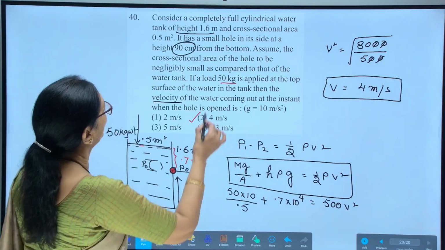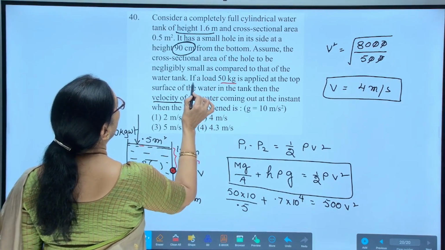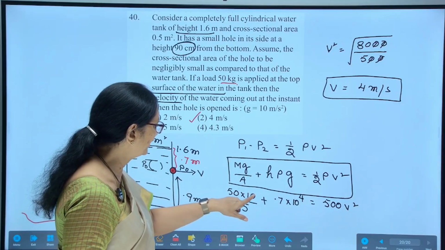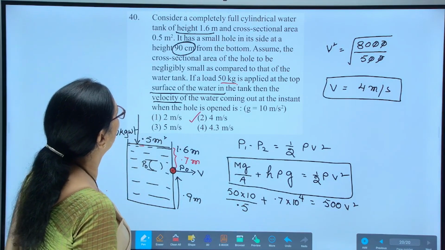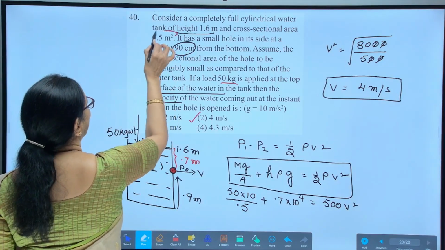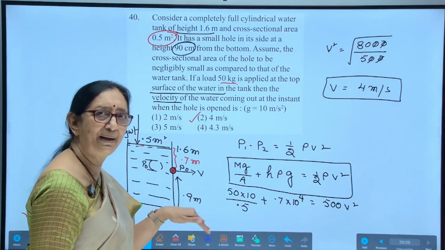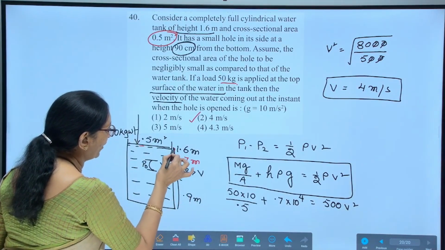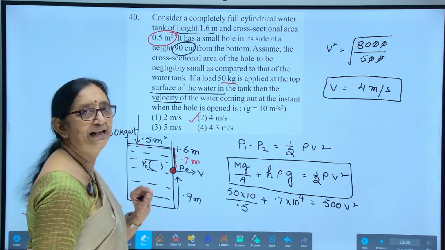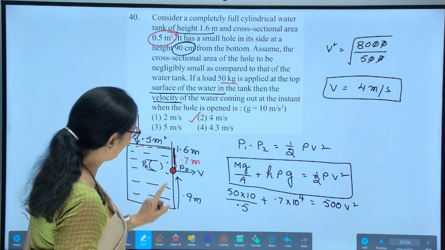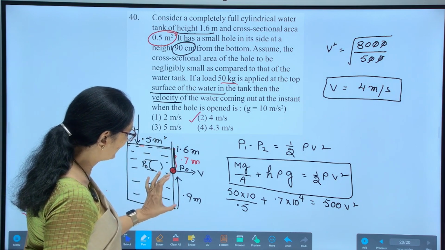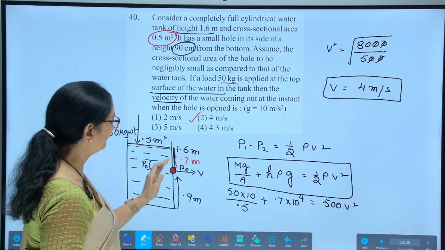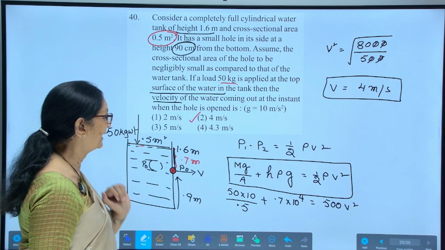Look here at what is given: a load of 50 kg is applied at the top surface of water. So, 50 into g by area of cross section, which is given as 0.5 meter square, the area of cross section of the vessel or base area. Plus h, where h is the height of the liquid column which is creating pressure at the level of the hole. The total height is given as 1.6, the height of the hole from the bottom is given as 0.9. So, the height of the water level above the hole is 1.6 minus 0.9, that is 0.7 meters.